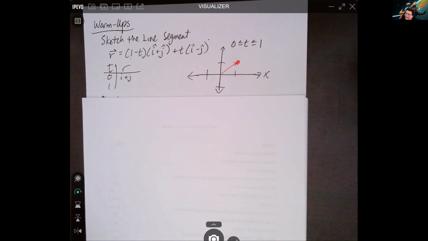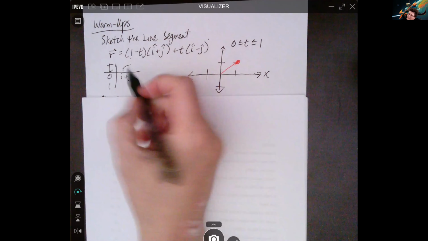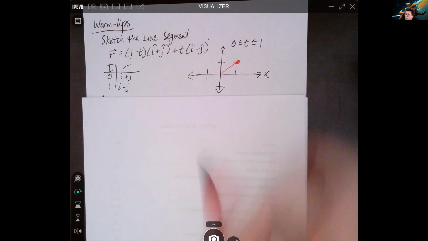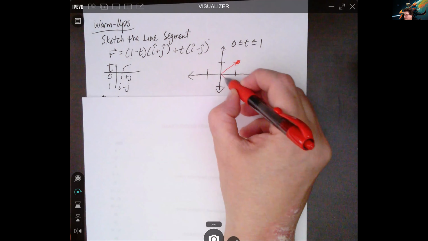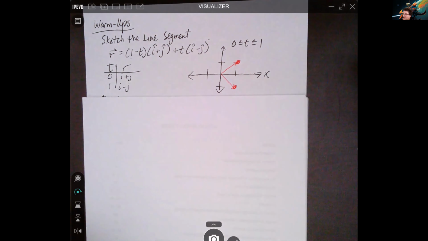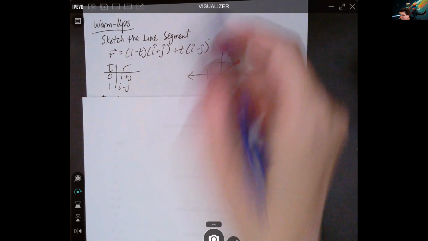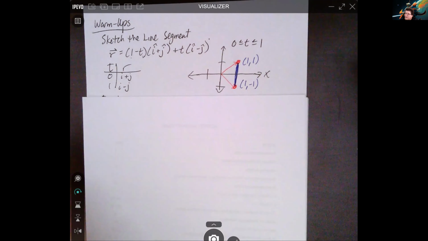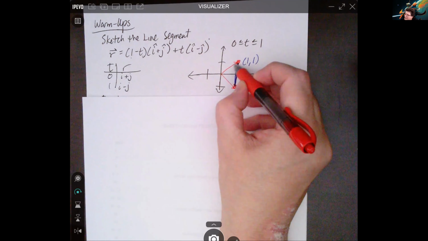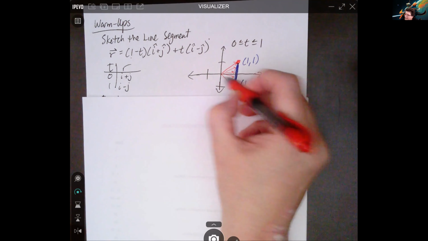And if I do t equals 1, the first half of this setup is gone. 1 minus 1 cancels out. I've just got 1 in this. This is i minus j, which is (1, -1). We got a vector going from the origin to (1, -1). The actual line segment is this, (1, 1) to (1, -1). The r traces this path as t goes from 0 to 1.